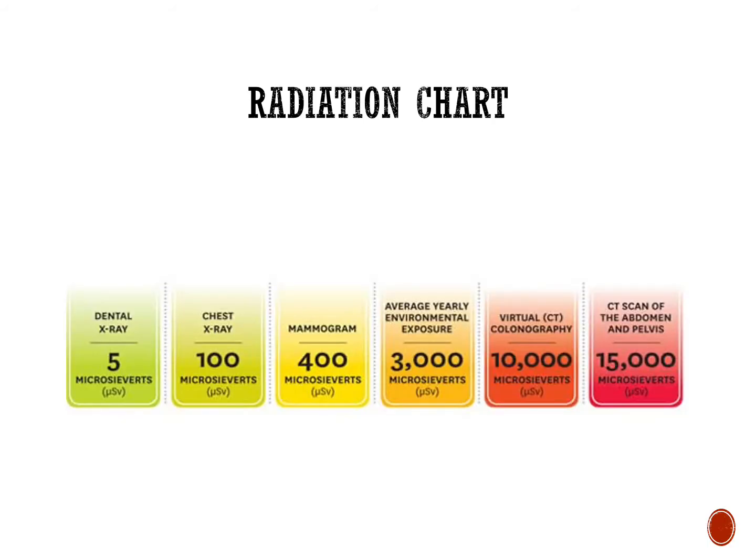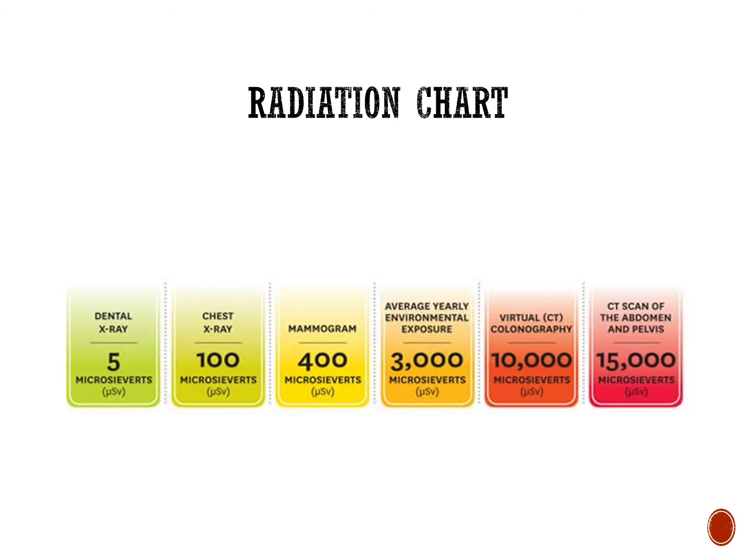As I've mentioned, the X-ray of the abdomen gives the patient a radiation dose about 75 times that of the chest X-ray. Actually, radiation is measured in sieverts or microsieverts, which is the unit of dose equivalent of the biological effect of ionizing radiation. As you can see, chest X-ray exposes patients to 100 microsieverts.